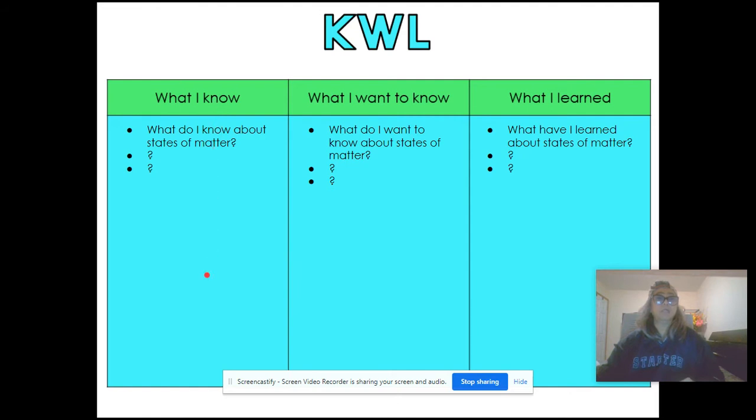Now, first column, what do you know about the states of matter? Maybe you can give me 2 ideas here or more. What do you want to know about the states of matter? So 2 or more ideas. And after going through the assignment, what have you learned about the states of matter? So 2 or more ideas here.